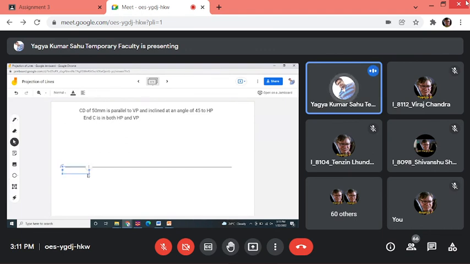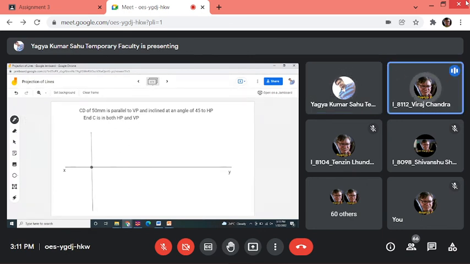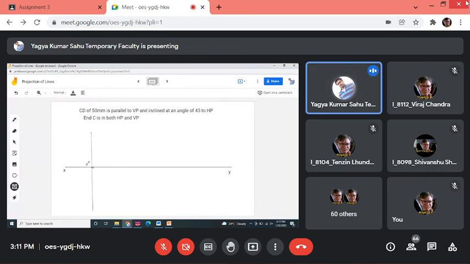Means XY line, reference line. Now locate projection of point C or end C. So first of all, draw a projector line and locate point C. Okay. So where will C come? Point C, front view, top view, both. Reference line, XY line. Okay, reference line: C as well as C dash.